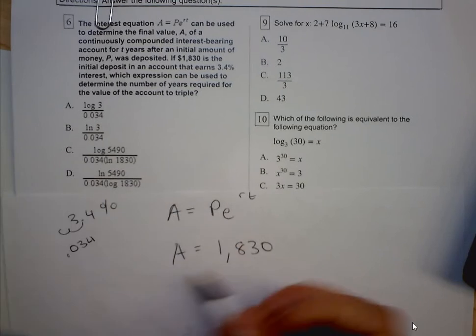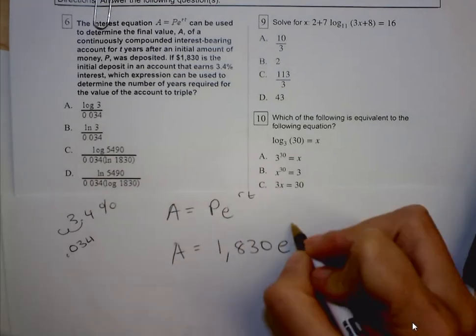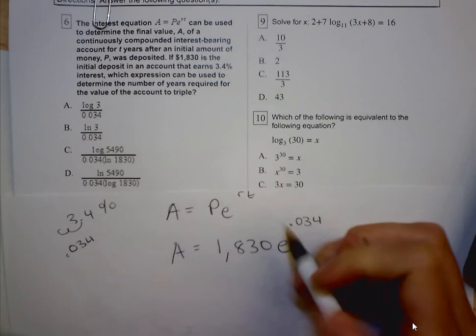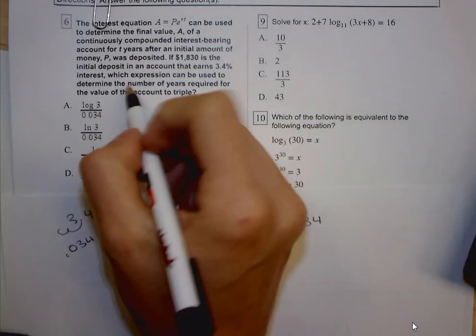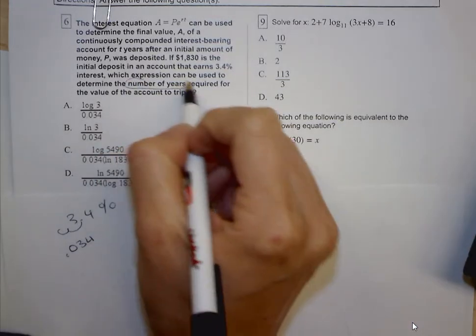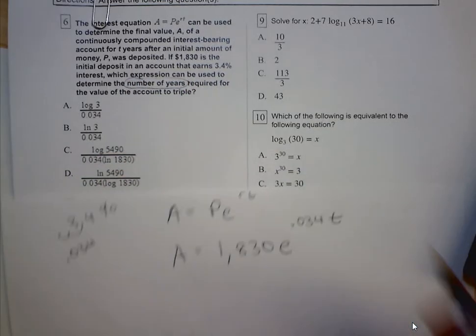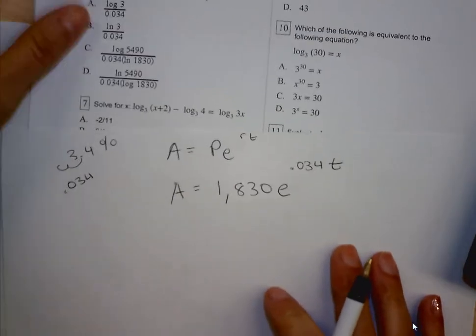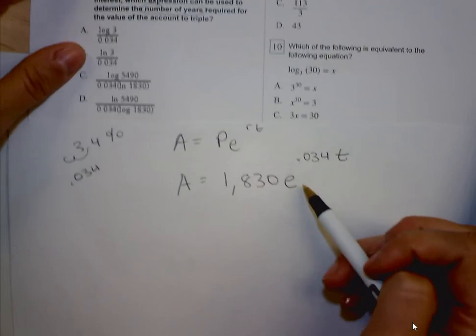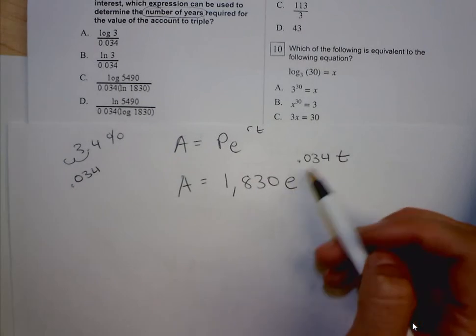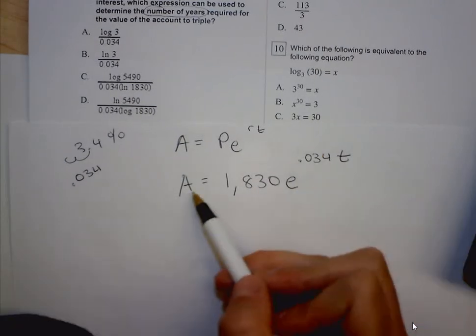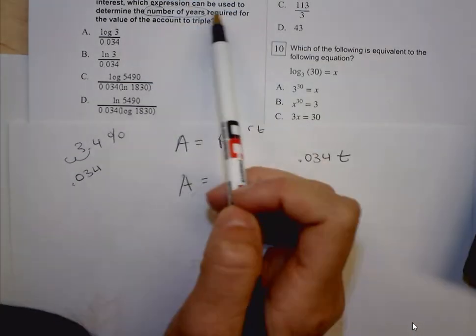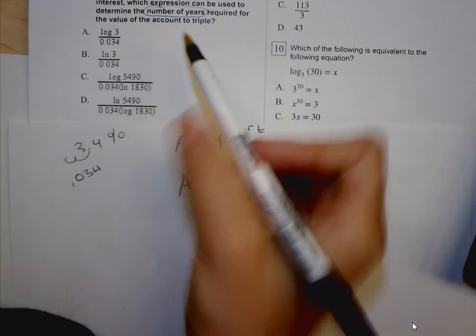So that means I have e to the 0.034. I'm not going to be plugging anything in for t because t is what I'm solving for. It says determine the number of years. And don't change e. E isn't a variable. It actually stands for something similar to pi. And then we need to figure out what A is. It says determine the number of years required for the value of the account to triple.